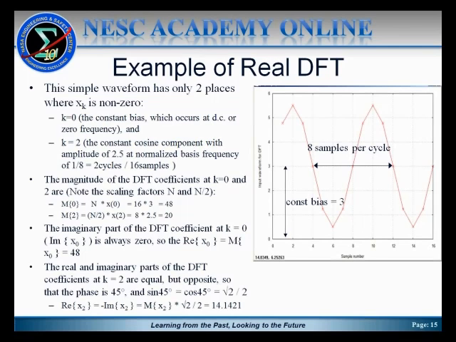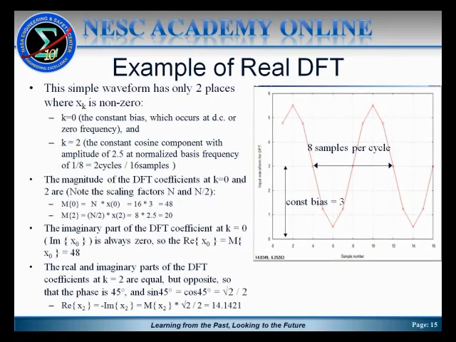The magnitude of the DFT coefficients at k equals 0 and k equals 2 will be amplified, if you will, by these scaling factors that we discussed earlier. At k equals 0, recall again, the real discrete Fourier transform coefficient is going to be scaled by N, in this case 16. So the value of the DFT at an index of 0 ought to be 16 times 3, 16 times the constant bias, or a value of 48.